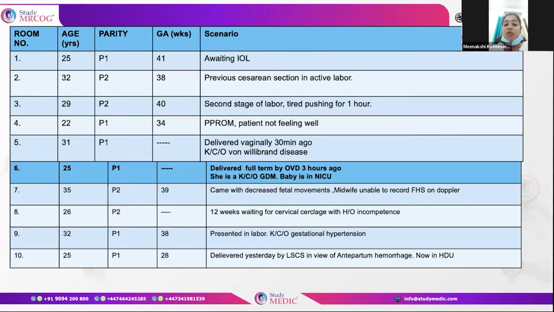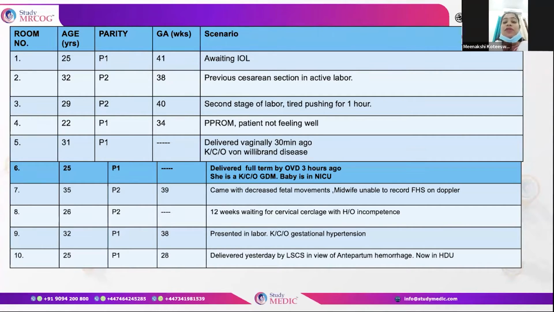And then there is room number 3, who is a multigravida at 40 weeks, and she's in second stage of labor, and she's tired, pushing for 1 hour. So may I know the findings, PV findings? Yes. She is fully dilated and pushing for the last 1 hour. And she's not on any analgesia. It's left occipital anterior, +2, mild caput, and no molding noted. CTG is fine.